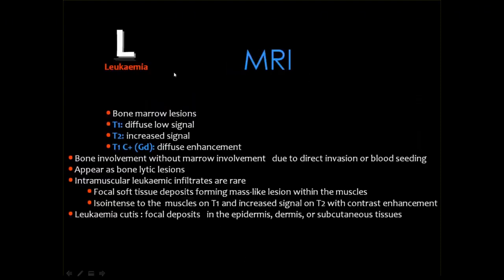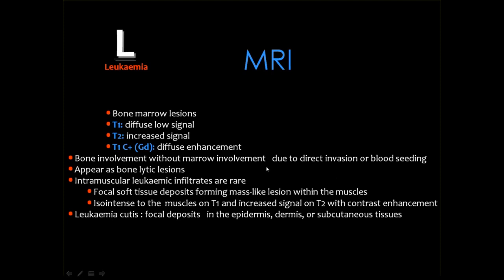Then these are the manifestations of leukemia by MRI. I repeat, they are not pathognomonic. There may be bone marrow lesions, multiple osteolytic lesions, or areas of abnormal bone marrow signal, low signal in the T1 and high signal in the T2, and if you inject contrast material, they will enhance with contrast.